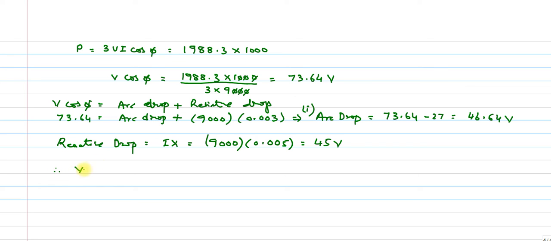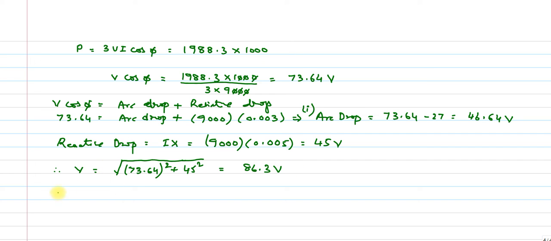Now I can easily find the voltage supplied, which is equal to the square root of V cos phi squared plus reactive drop squared. Here the arc is also introduced. Because of the arc, even the arc produces some voltage drop, so the sum of arc drop and resistive drop will come as the real drop. That's why we have to take both as the real drop. So it is the square root of 73.64 squared plus 45 squared, which will be equal to 86.3 volt.